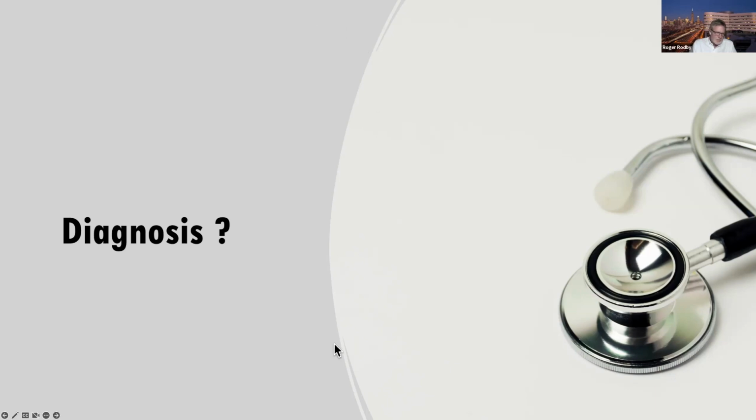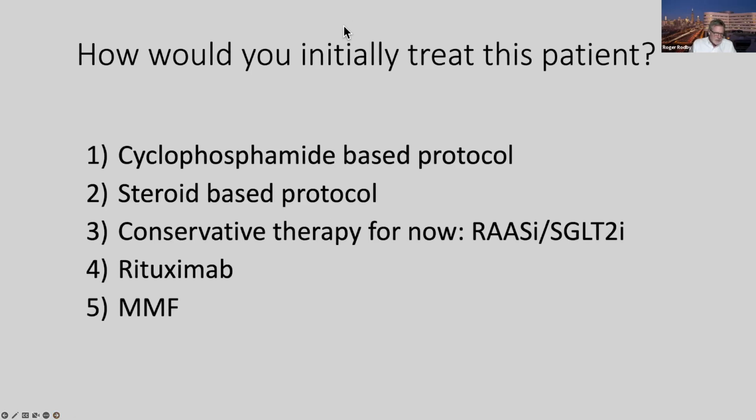Before we discuss this a little bit more, I have another poll based on what you saw. How would you initially treat this patient? Would you give this patient a cyclophosphamide-based protocol? Would you give a steroid-based protocol? Would you give a conservative therapy for now, RAS inhibition, SGLT2 inhibitors? Would you give rituximab, or would you give MMF? So it's nice to see we've got a little bit of everything here.